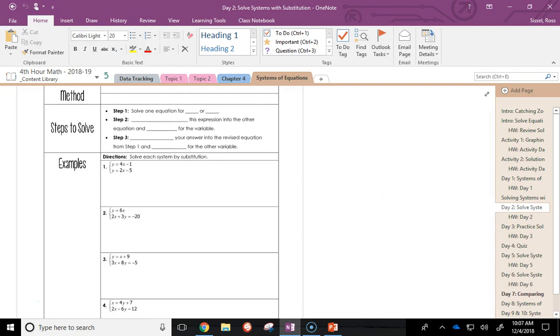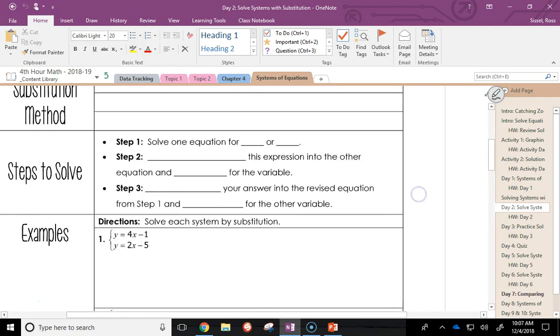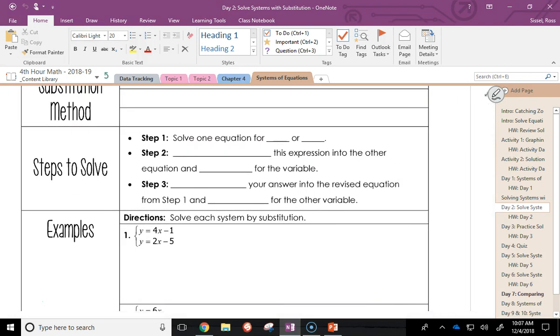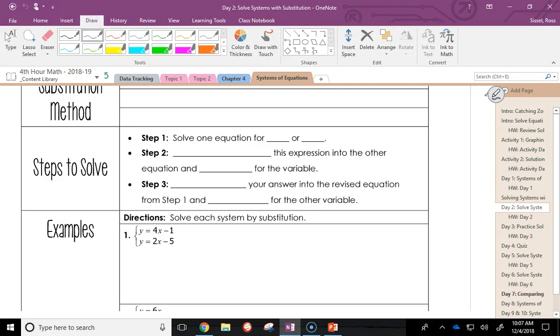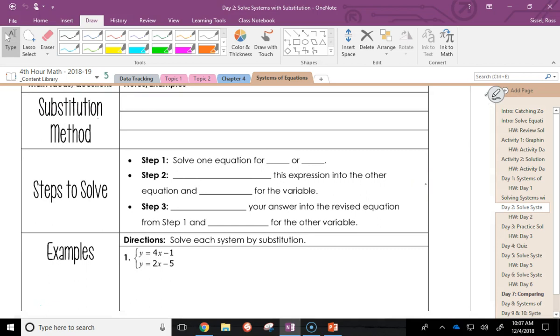So, here we go. Let's fill out our steps. Please make sure you're following along and doing the notes, because we'll put this in your binder. So, it says steps to solve, and we're using the substitution method. Step 1, solve one equation for y or for x. So I'm going to take my equation, whatever it is, and I'm going to solve it for y, like slope-intercept form. Or if you want to do x, you can solve for x. There's times when you're going to look at it and it's easier to solve for one or the other.